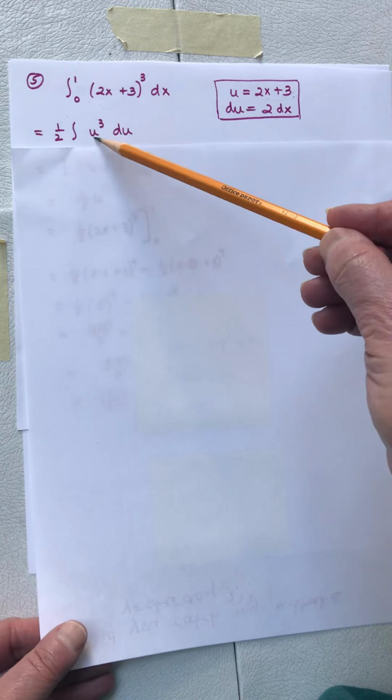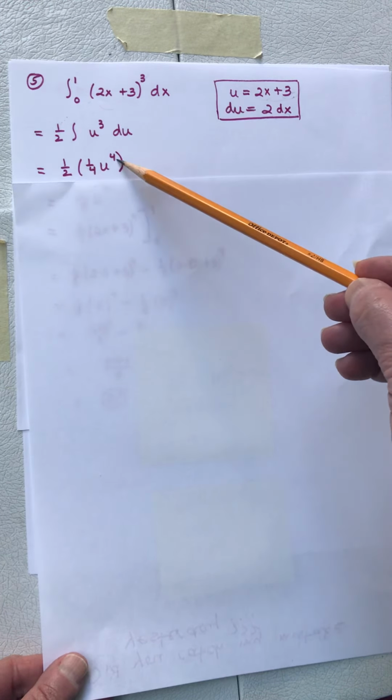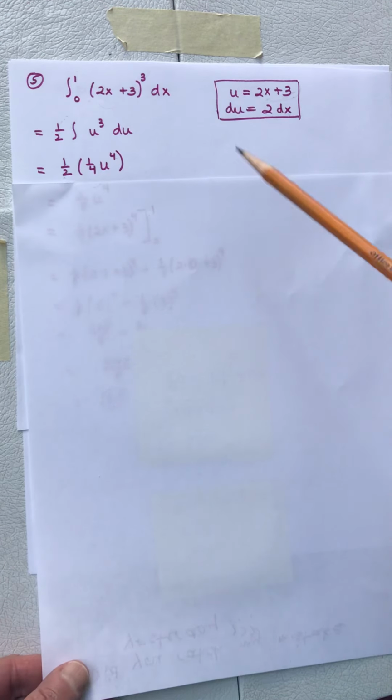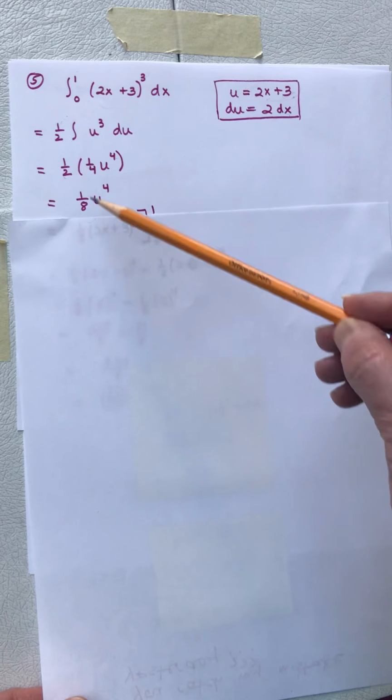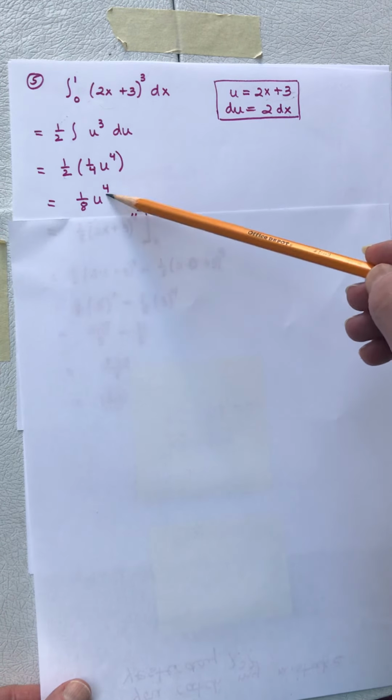And now I'm going to integrate u to the third power. So that gives me 1/4 u to the fourth. I have my 1/2 out here. Remember, there's no plus c's in these definite integrals. I'm going to get 1/8 u to the fourth.